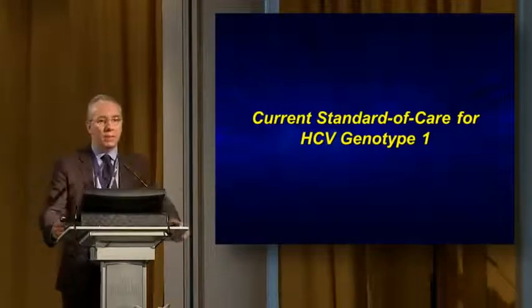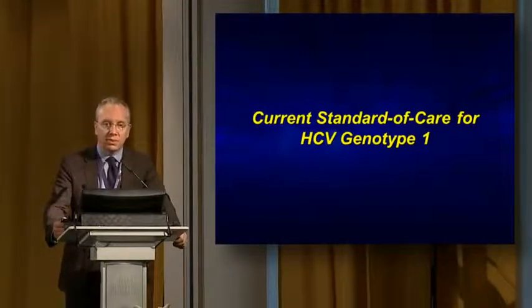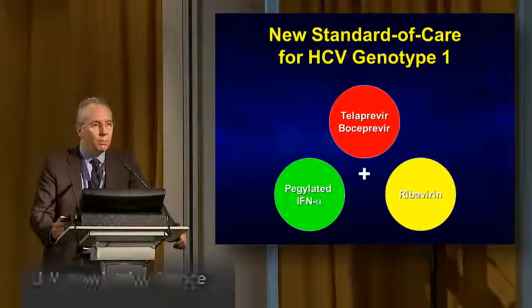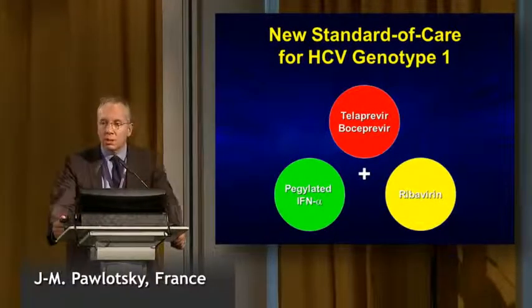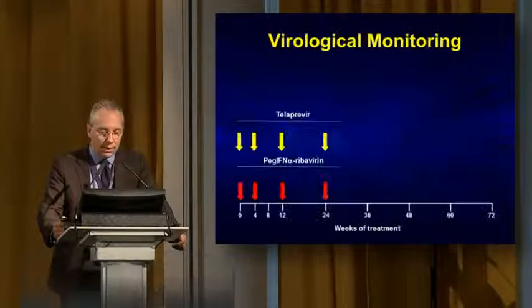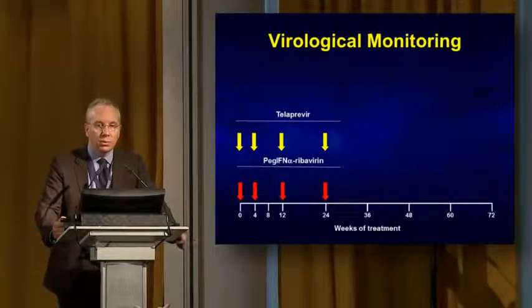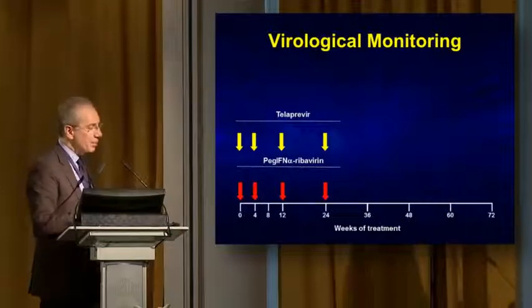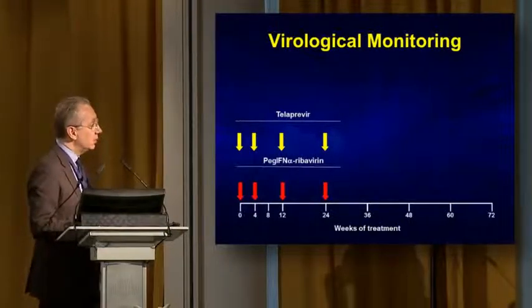What about genotype 1? Genotype 1 was discussed yesterday in the session, and you know that we currently treat genotype 1 infection with a triple combination of interferon, ribavirin, and either telaprevir or boceprevir, a protease inhibitor. Here we will have two different monitorings for the two different drugs. This is what we do with telaprevir, and as you can see, what we do with telaprevir is very much the same as what we did with interferon ribavirin alone.